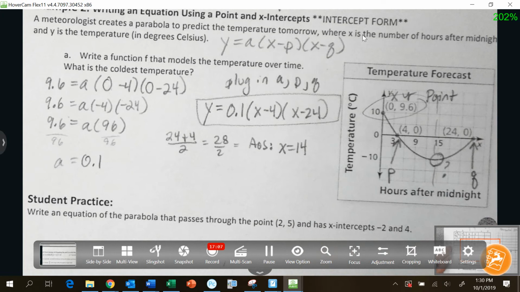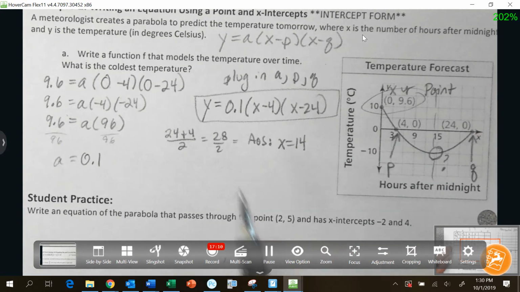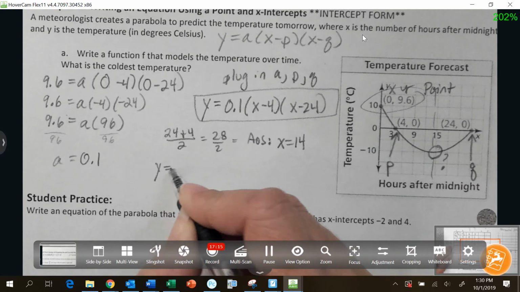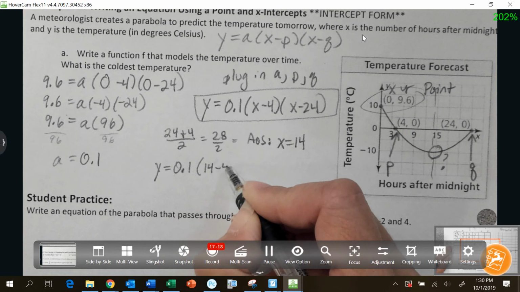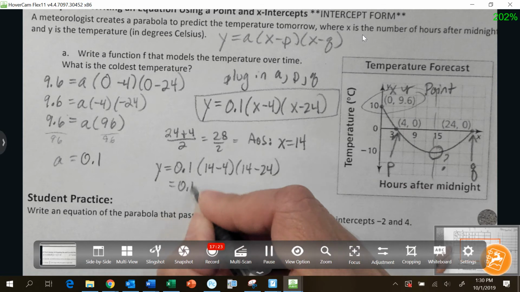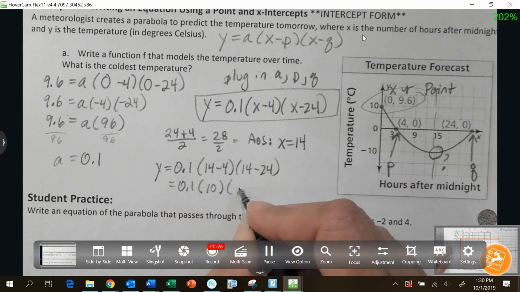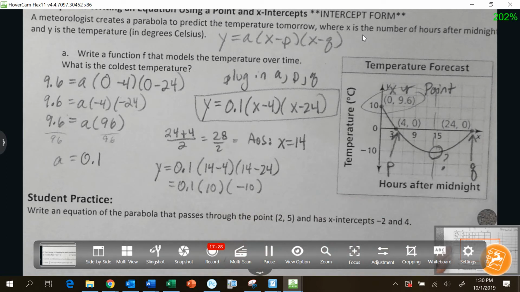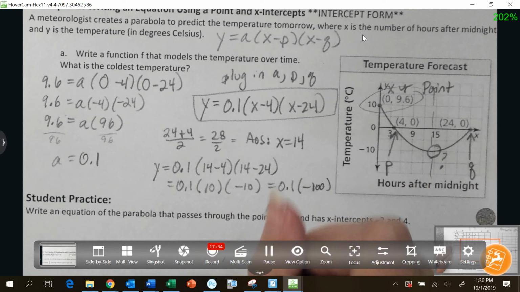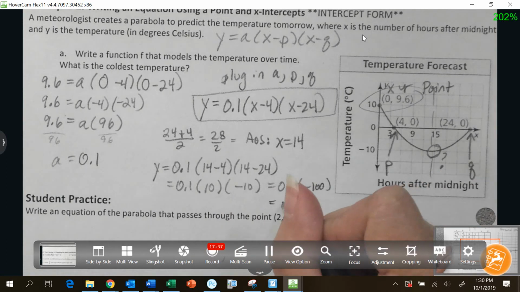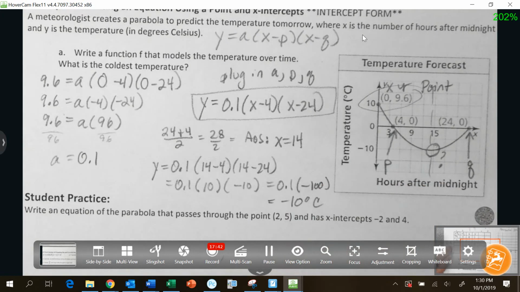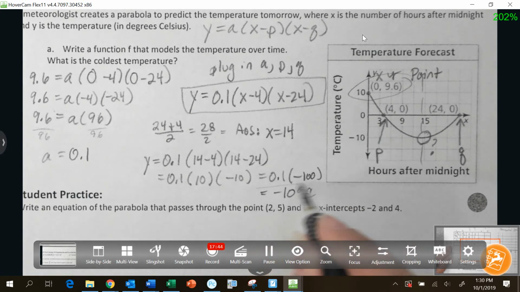And then what do we do with the 14? Plug it into the equation that we found. So hopefully our equation is correct. y equals 0.1 times 14 minus 4 times 14 minus 24. So it looks like negative 10 degrees Celsius would be our coldest temperature. That's pretty cold.